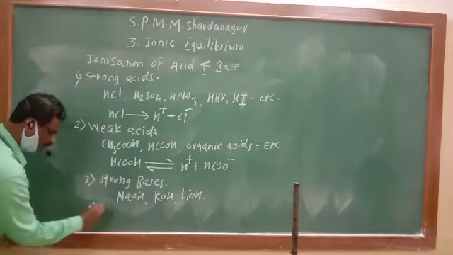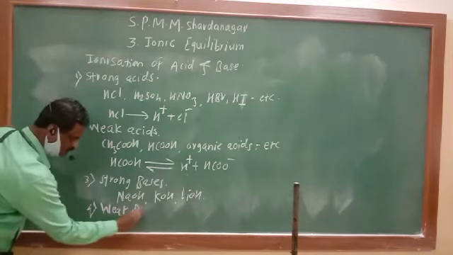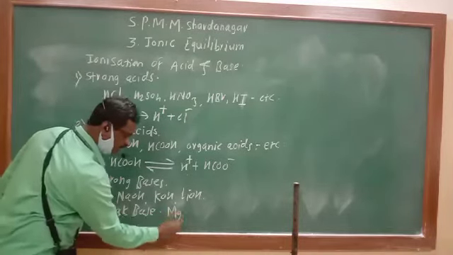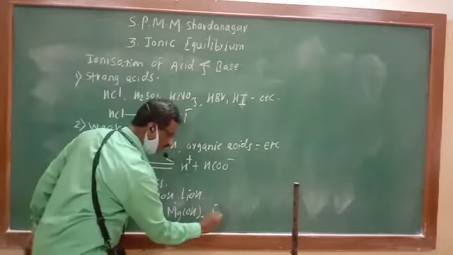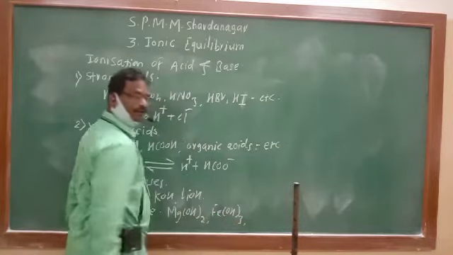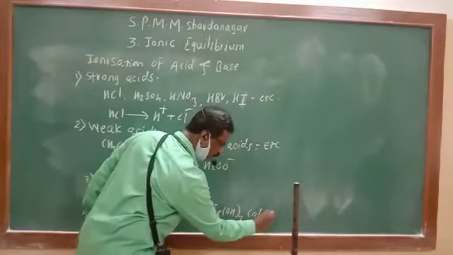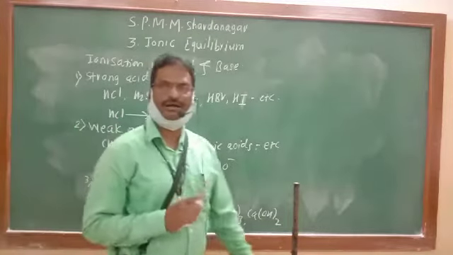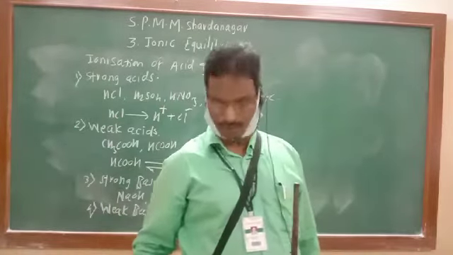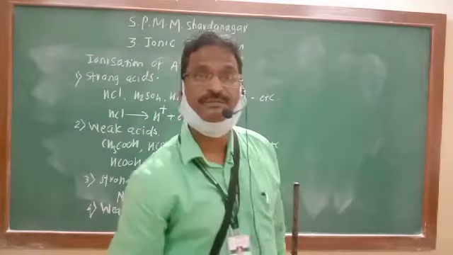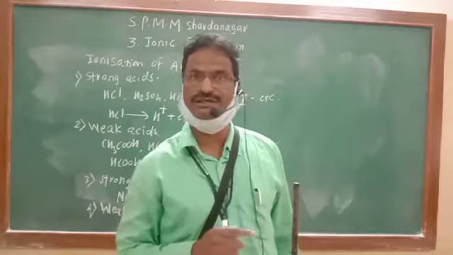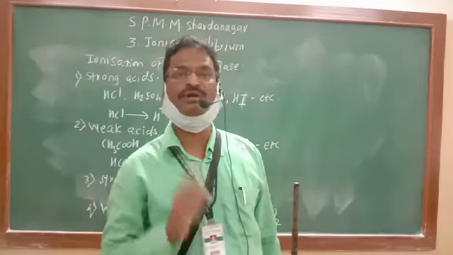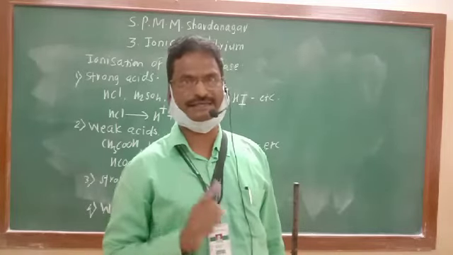And fourth one, weak base, the substance which will undergo incomplete dissociation, partial dissociation, like magnesium hydroxide, then ferric hydroxide, then calcium hydroxide, copper hydroxide. These are known as weak bases because they will not undergo complete dissociation. They undergo partial dissociation, partial means reversible dissociation. Both ions as well as unionized part is present. They are known as weak bases.